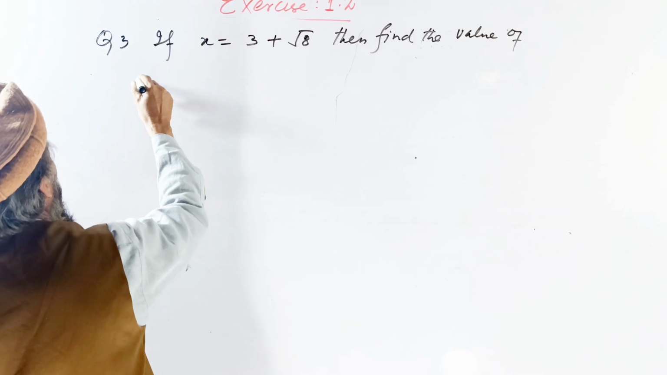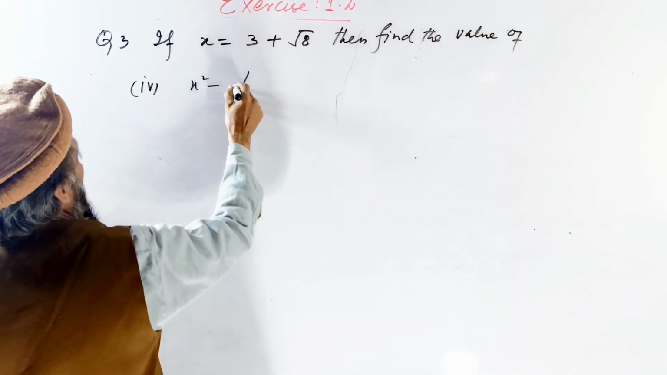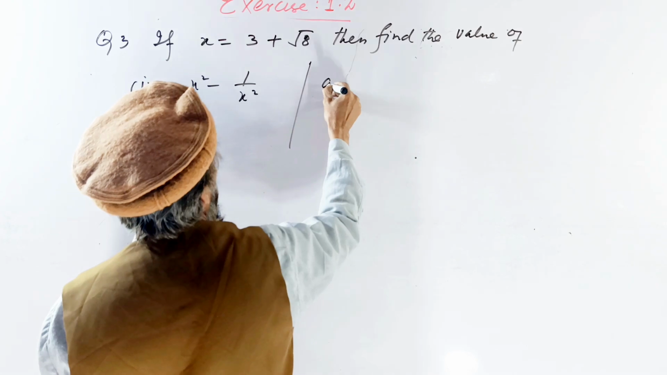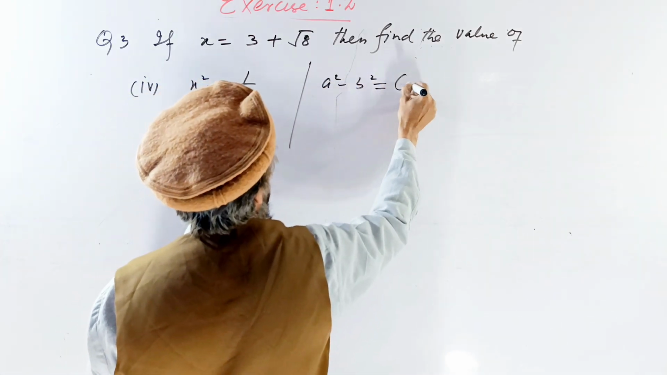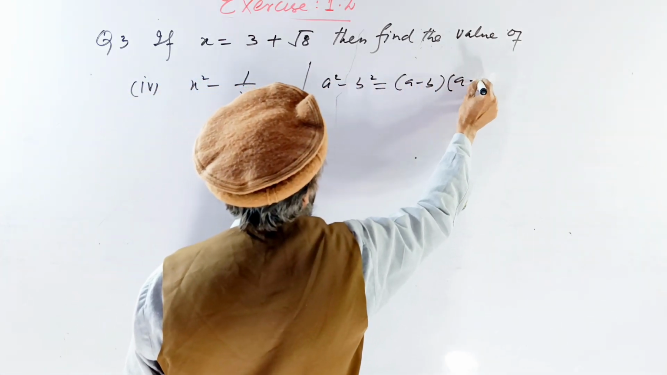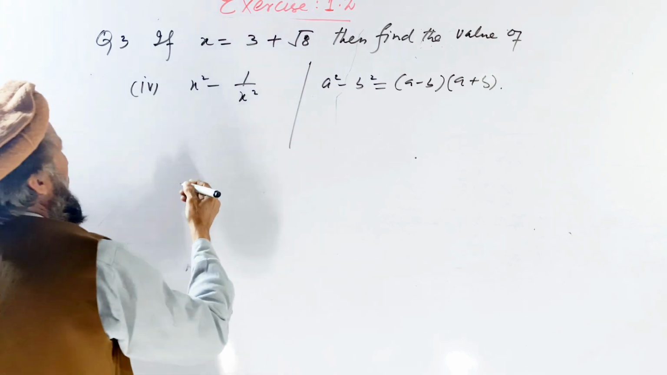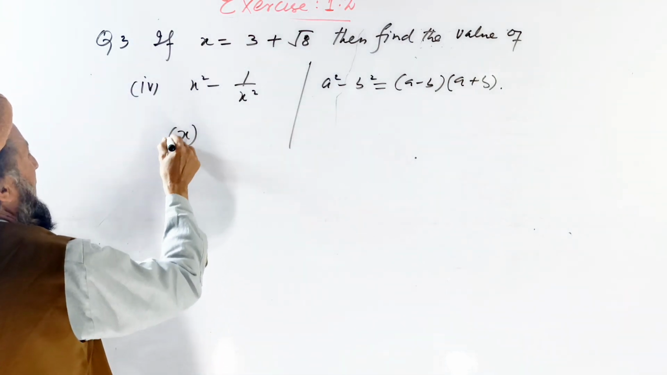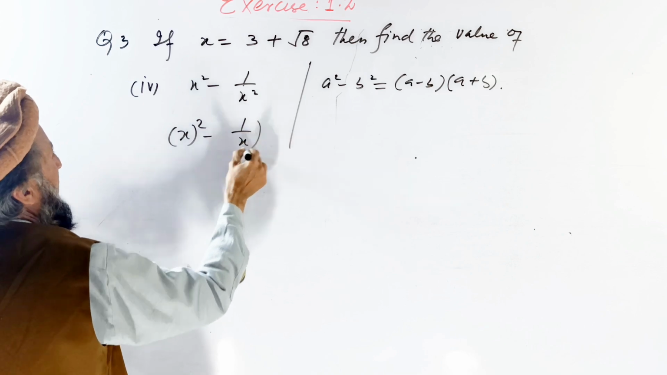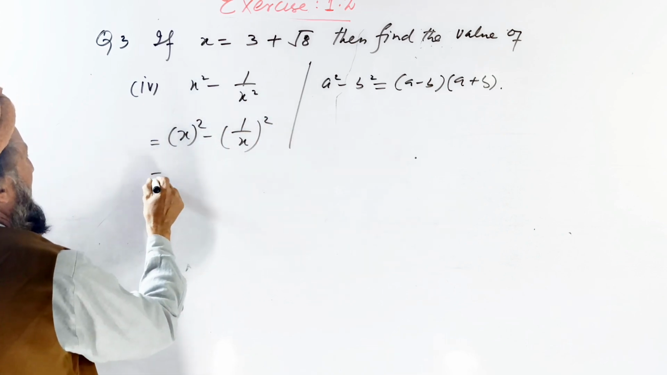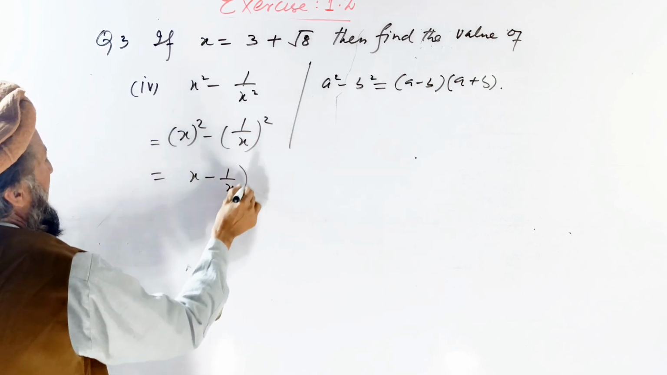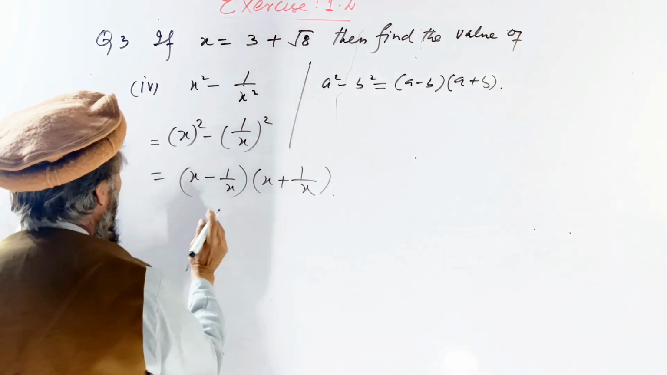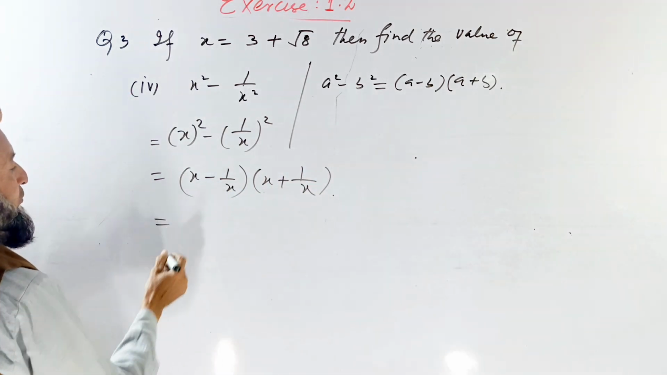Third part, x square minus 1 over x square. Now look here, according to the formula we are using, a square minus b square equals (a minus b) into (a plus b). According to this formula we can write x square minus 1 over x square as (x minus 1 over x) into (x plus 1 over x). According to this formula we have already found the answer to this question.